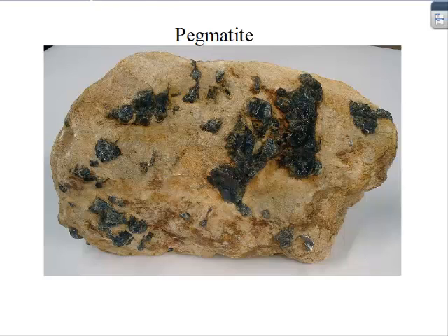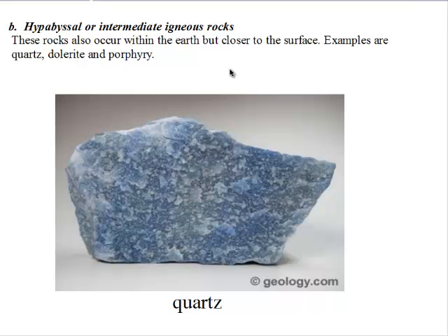Now let's go to the next one, hyperbyzar or intermediate igneous rocks. These rocks also occur within the earth, but closer to the surface. So these rocks also cool and solidify within the earth, but this time the rock is quite closer to the surface. Remember, it is not on the surface but closer to the surface. Examples of such rocks are quartz, dolerite, and the porphyry. So this is an image of the quartz.